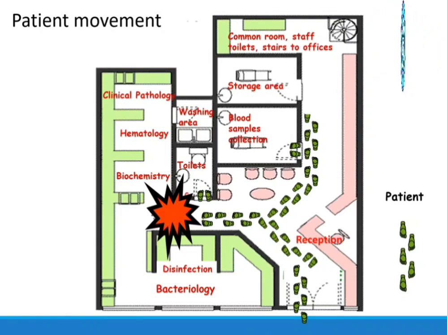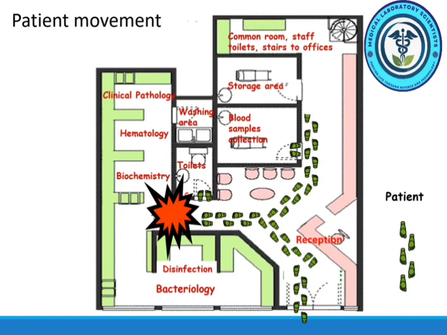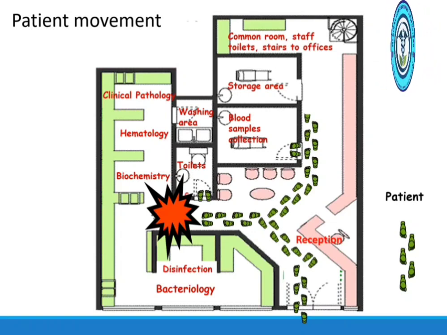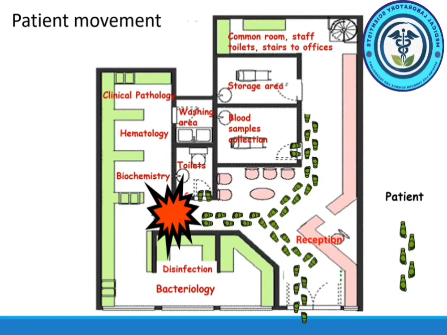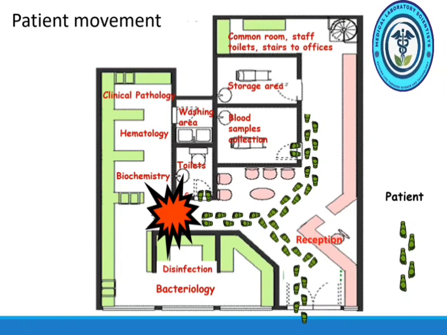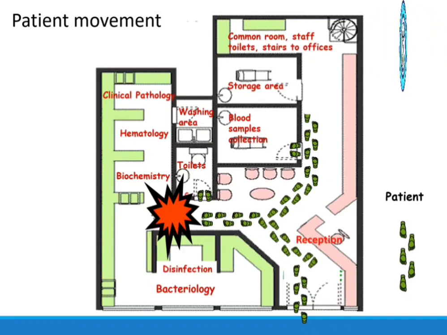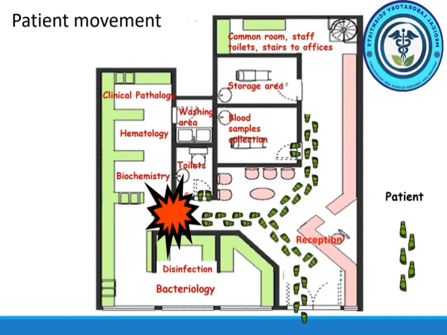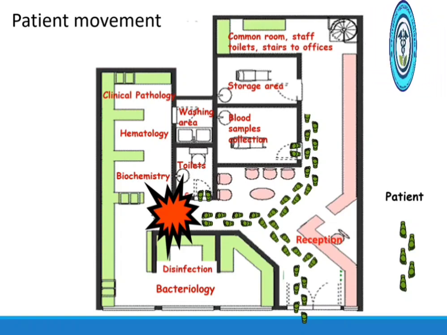This image tracks the possible movements of a patient. The patient enters from outside and has access to the reception, the waiting area, the blood sample collection area, and the toilets. The patient should not have any access into the main laboratory area where the processing and testing of specimens are done. The main laboratory area should have restricted access, allowing only employees and laboratory staff inside. The patient must also not have any access to the storage area and staff rooms.